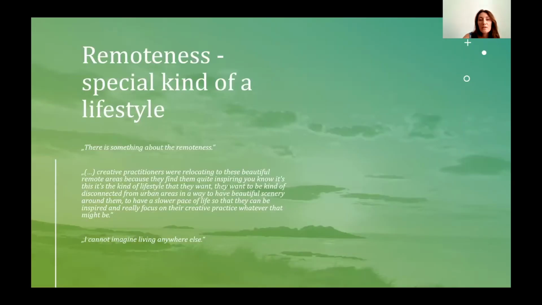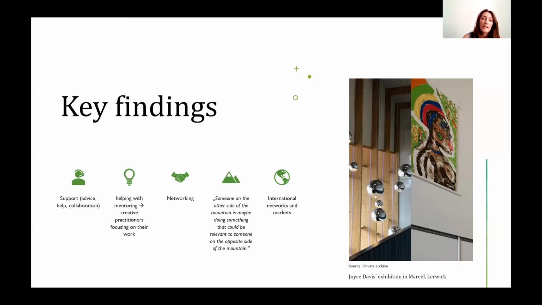So public transport was a big obstacle because of the remoteness, but this remoteness was also highlighted by interviewees from the three different categories, as I already said: organization members, academics, and creative practitioners themselves. They all say that there is something about the remoteness that makes creative practitioners decide to relocate to these remote areas, because not only does it give them inspiration, but it also helps them to focus on their creative practice. Not only the beautiful scenery and landscape can help them to focus, but also the support that they are gaining from the organizations.